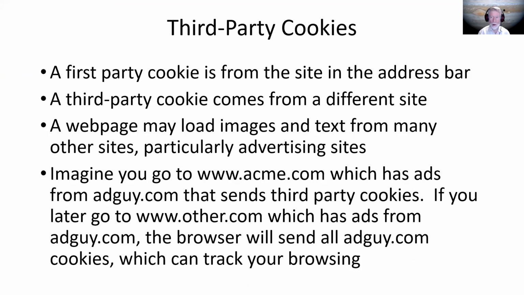Okay, now you have third-party cookies, which are a significant concern. We'll talk about those in some detail. First of all, a first-party cookie is one that you get from the site in the address bar. In other words, if you type in www.acme.com and you get a cookie from acme.com, then that's a first-party cookie. But you might get cookies from someplace else.